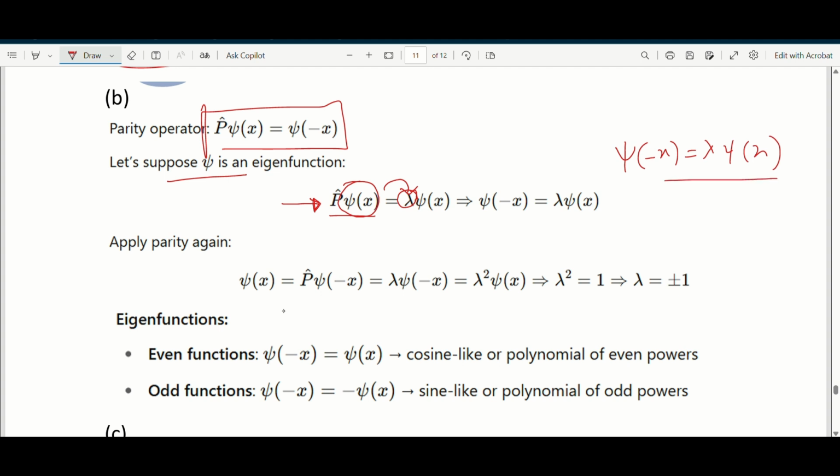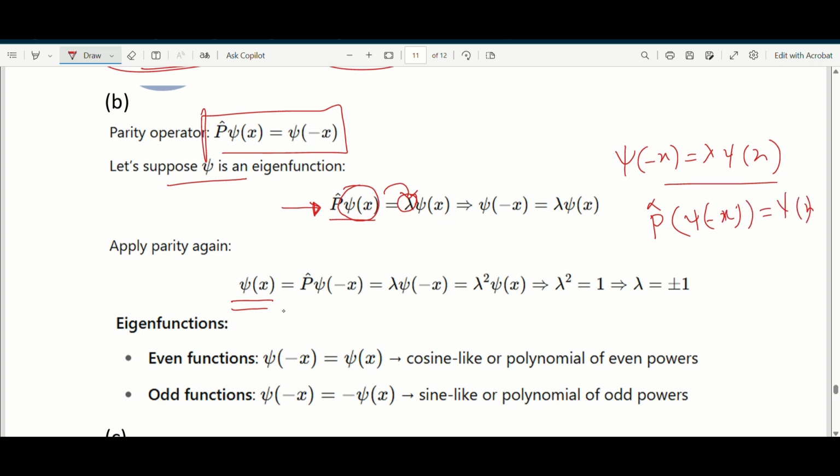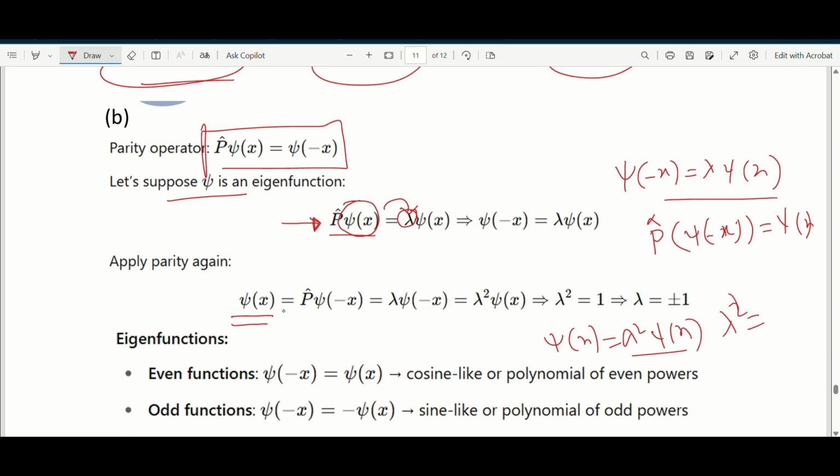Again, if we apply parity P on psi of minus x, and compare both things, then we get psi of x. So ultimately we get psi of x equals lambda square times psi of x. Therefore lambda square will be 1, so lambda will be plus or minus 1. So these are the eigenvalues of the parity operator.